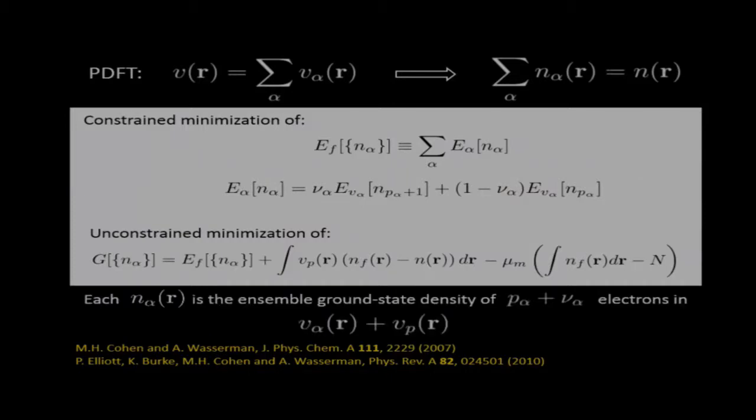And then in the end, you get this set of fragment densities that you simply add, as if they were non-interacting fragments, to get the correct density. And then each n_alpha is the ensemble ground state density of, in general, a non-integer number of electrons, P_alpha plus nu_alpha, in the external potential v_alpha plus v_P. So you see the meaning of this partition potential is that you add it to each of the v_alphas, and each of these fragment densities is a ground state density in v_alpha plus v_P, and note that there's no alpha dependence on v_P.